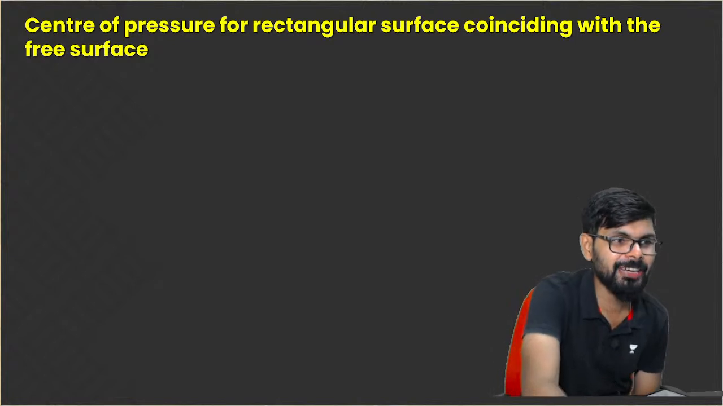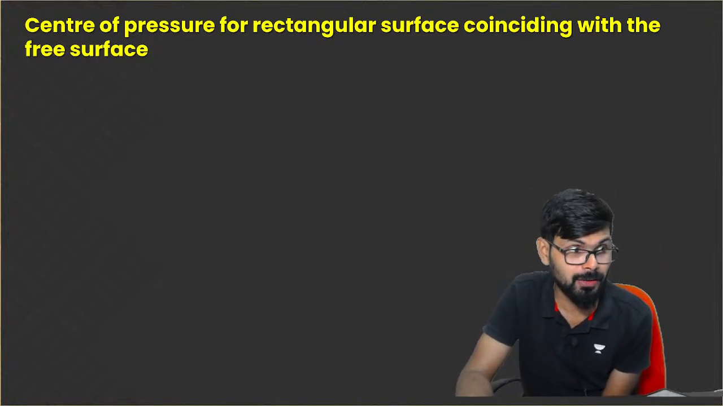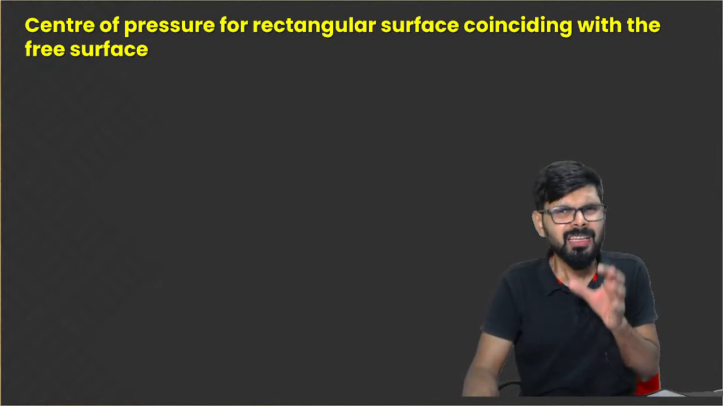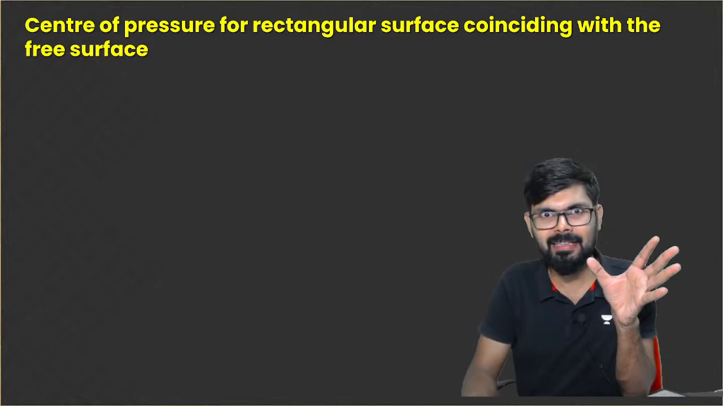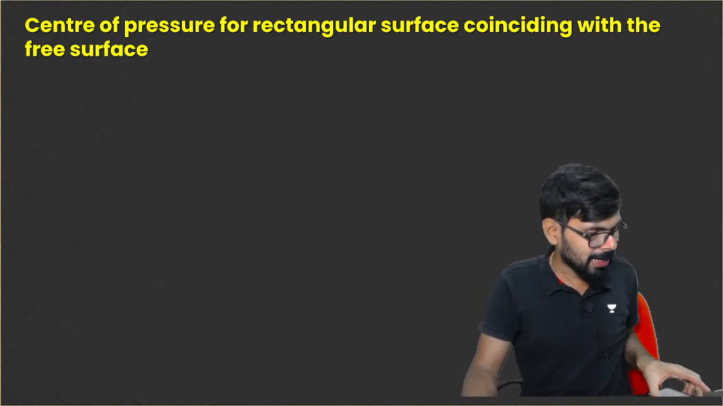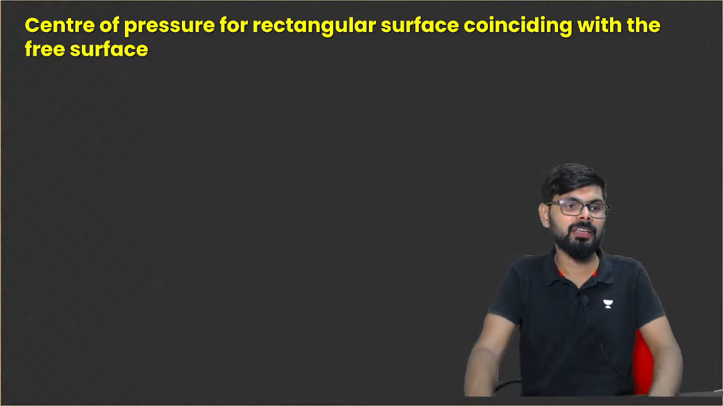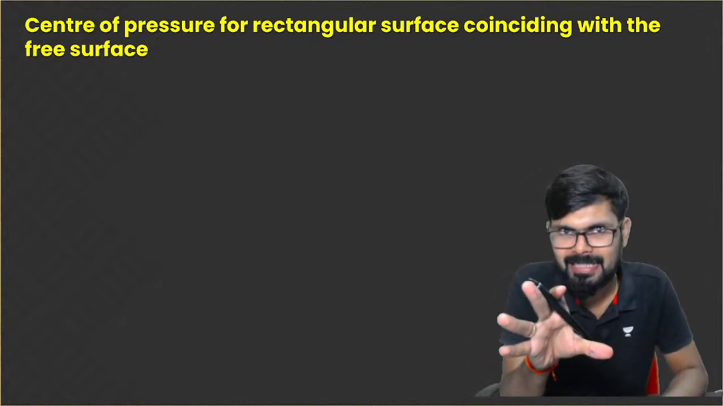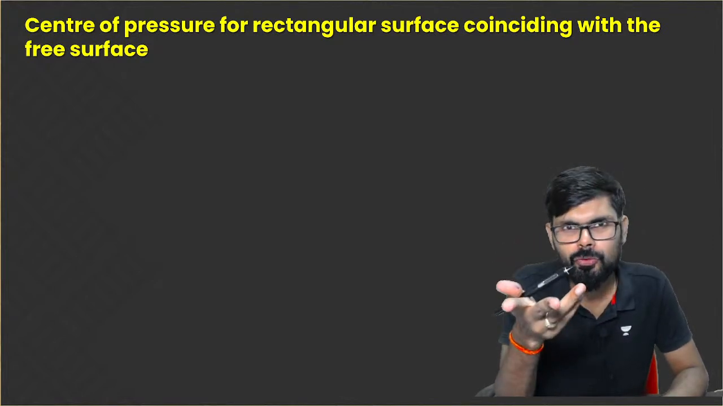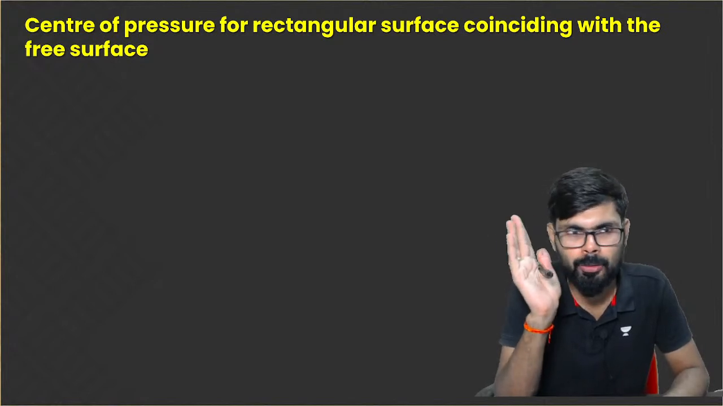Now let's move to the center of pressure for a rectangular surface coinciding with the free surface. Please listen here carefully. There are a few standard cases that I am going to discuss. Kalam said, sir, what is this IG? I did not study strength of materials yet, so what to do? So some standard cases are there, 2-3 standard cases. If you are talking from the GATE point of view, then only 2 or maximum 3 cases you have to remember.